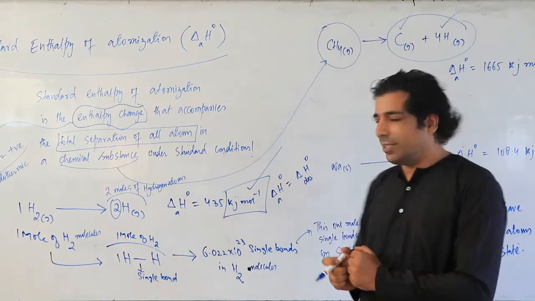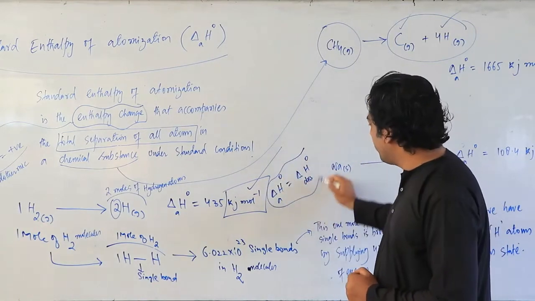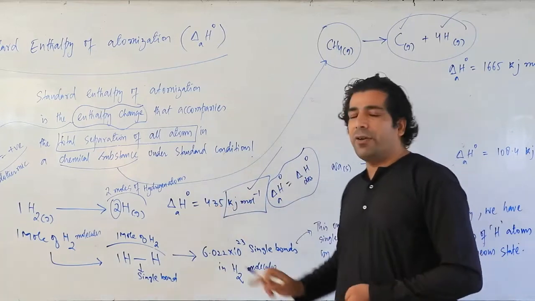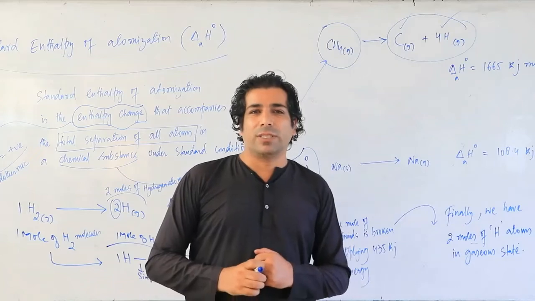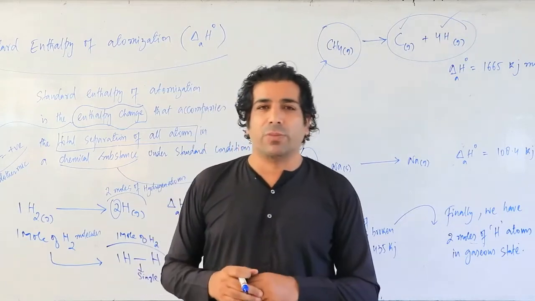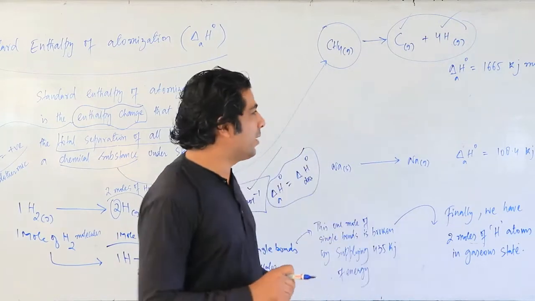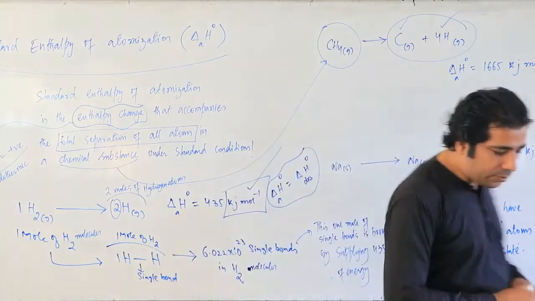DISS, dissociation, because you are breaking the bonds here. And the value is 435 kilojoules of energy required to break 1 mole of single bonds in 1 mole of hydrogen molecules, my dear friends. Now let's take on the second example here.